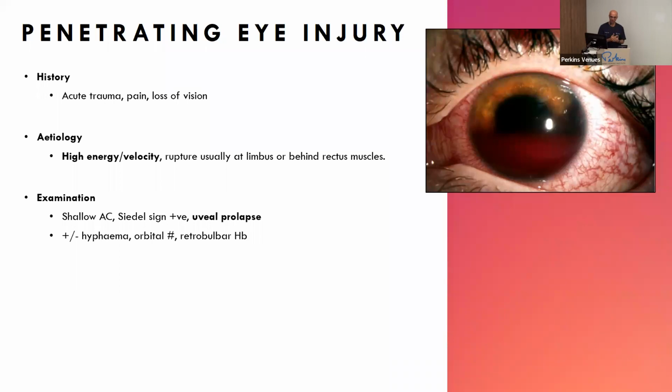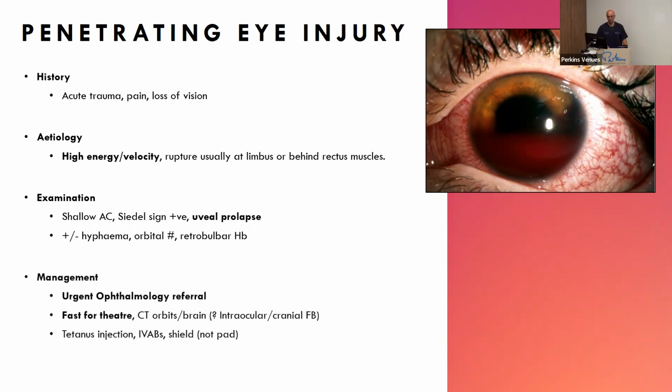Hyphema, I've mentioned, you can have an associated orbital fracture and a retrobulbar hemorrhage. So you've got to be mindful that this person may have all of these things. The mainstay of management here, as I said, is to get them to us as quickly and safely as possible in order to go to theatre.